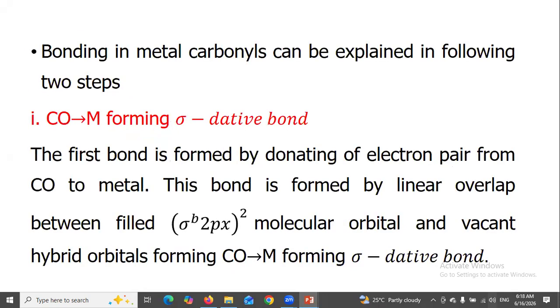Bonding in metal carbonyls can also be explained in the following two steps. Carbon monoxide to metal forming a sigma dative bond. The first bond is formed by donation of an electron pair from carbon monoxide to the metal. This bond is formed by the linear overlap between the filled sigma bonding 2px molecular orbital and vacant hybrid orbitals, forming the carbon monoxide to metal sigma dative bond.